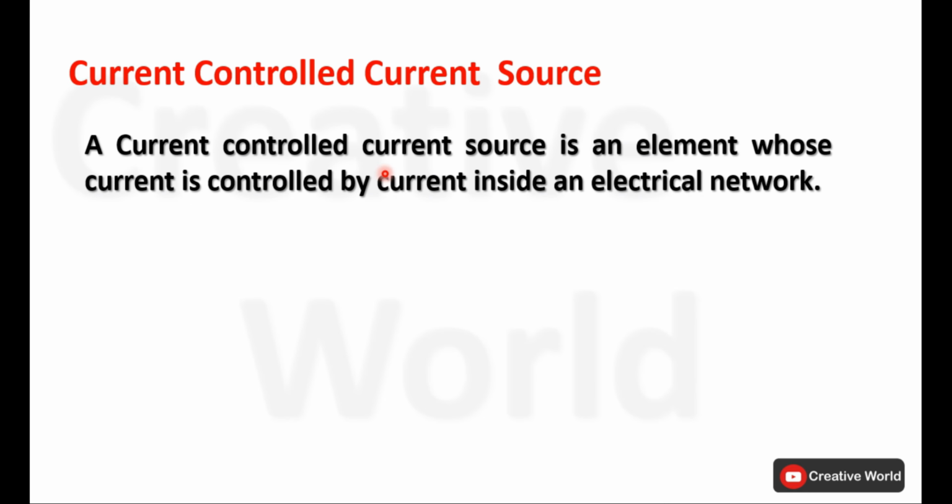A current controlled current source is an element whose current is controlled by current inside an electrical network. This source is similar to voltage controlled current source, but instead of voltage, current is being used to control the current of the dependent source. The symbol of current controlled current source is shown here. Its current equation is I equal to A multiplied by Ix. A is a constant multiplier and Ix is the current through an element inside a network which controls the output current of this dependent source.